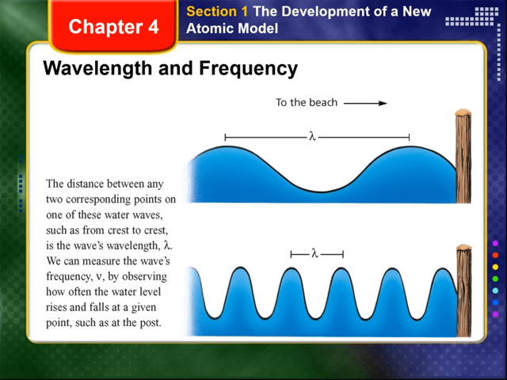Figure 4-2 in your textbook illustrates the properties of wavelength and frequency for a familiar kind of wave, a wave on the surface of water. Now, the wave in figure 4-2, that top figure, has a longer wavelength and a lower frequency than the wave below it. So we see that the distance between any two corresponding points on one of these water waves, such as from crest to crest, is the wave's wavelength, lambda. And we can measure the wave's frequency, nu, by observing how often the water level rises and falls at a given point, such as the post.